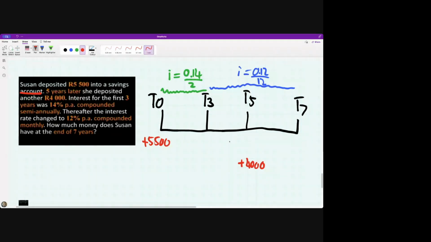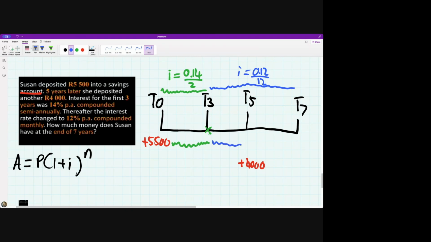So what has to happen to the money? This 5,500 has to grow to the end of 7 years, whereas this 4,000 only has to grow for 2 years. What is the formula for growth? The formula is going to be that formula. Okay, so how are we going to do this? Well, I want to suggest that this grows to that point like that. And then from there, it grows all the way to there. Whereas this part over here, it just has to grow that little bit here.